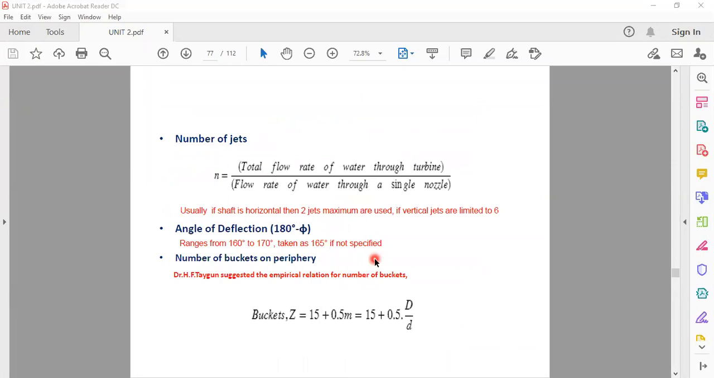Number of jets is calculated from the total flow rate of water through the turbine and the flow rate of water through a single nozzle. Angle of deflection is 180 minus phi. Number of buckets on periphery Z equal to 15 plus 0.5 m, so 15 plus 0.5 D by d.